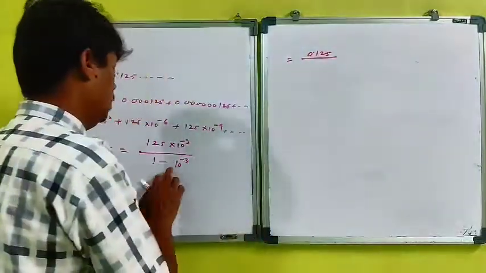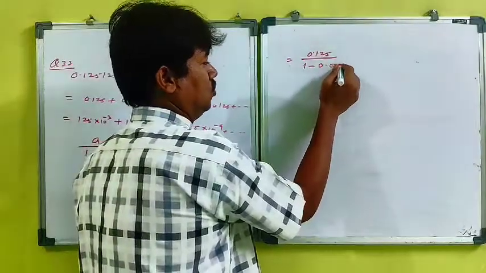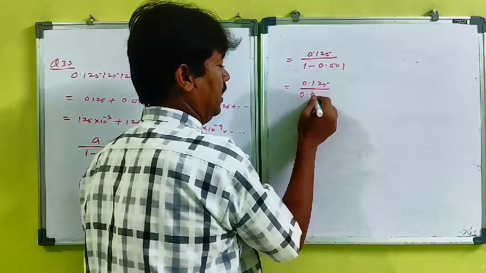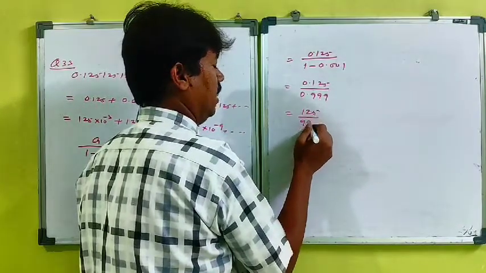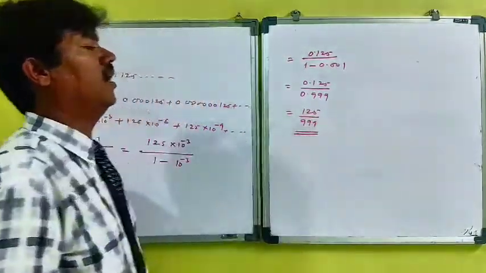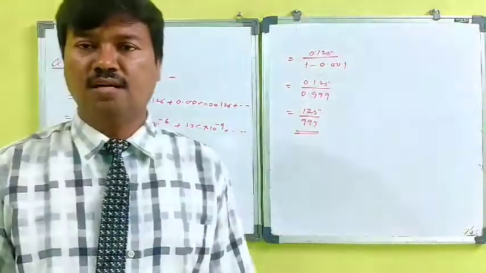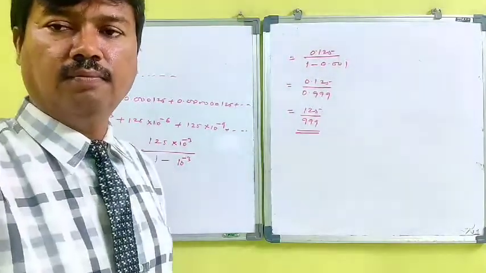So that is nothing but 0.125 upon 1 minus 0.001. So it is 0.125 upon 0.999. So the answer will be 125 upon 999. That's the final and the correct answer for it. So the answer is 125 upon 999.